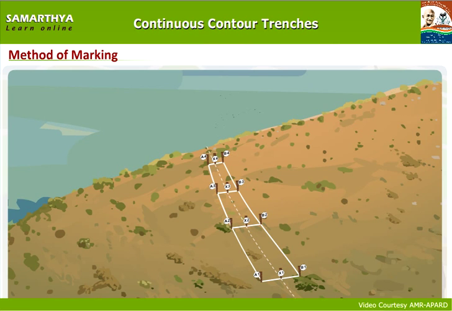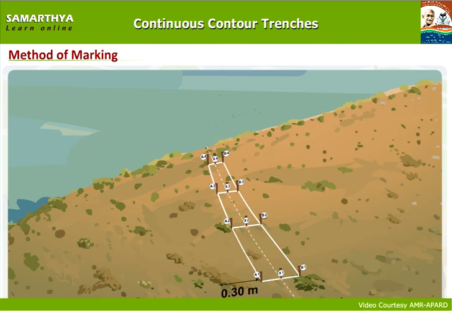The distance between A1, A2, A3, A4 and B1, B2, B3, B4 indicates the bottom width of the trench. Marking the bottom width of the trench.